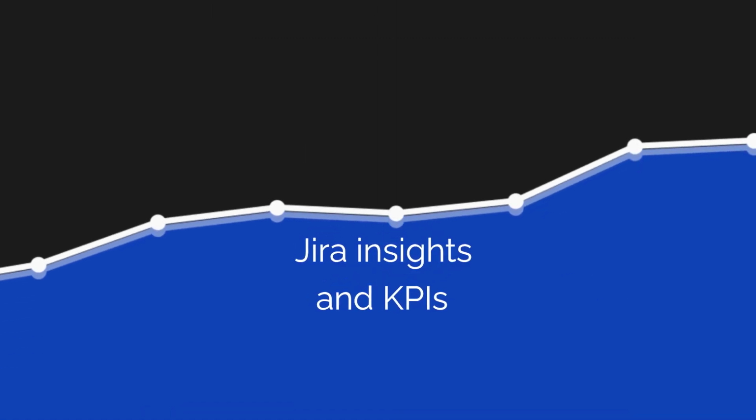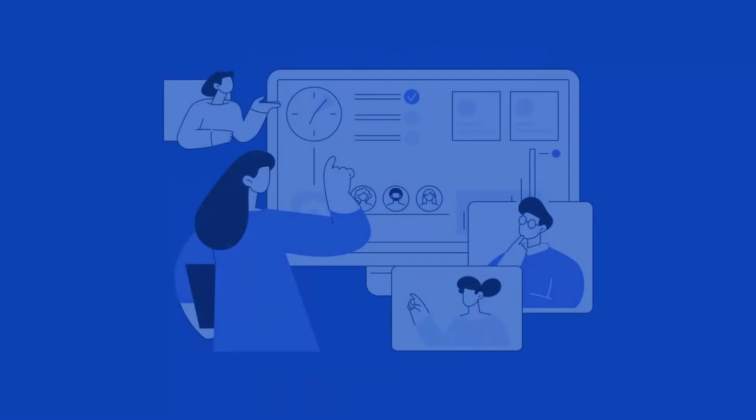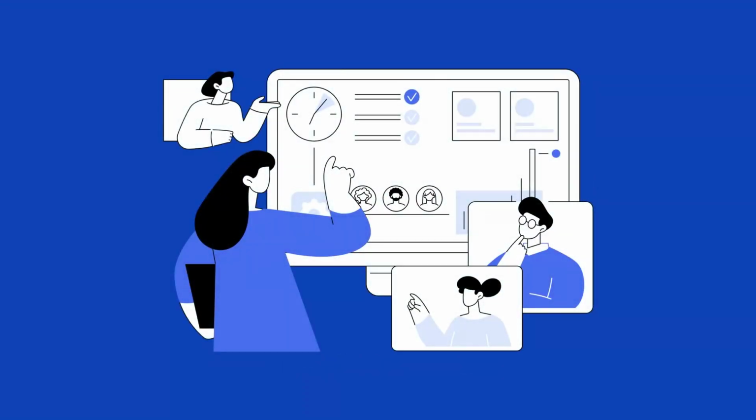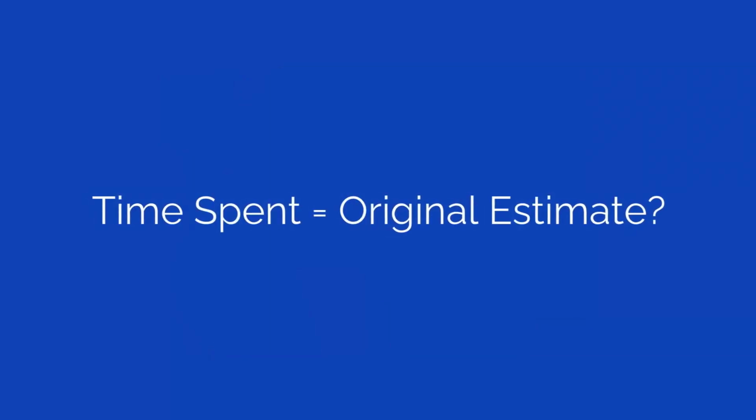Welcome Jira users. In this tutorial, we'll walk you through using the Performance Objectives app for Jira to create a Time Estimate Accuracy KPI report using the % change target type. If you're looking to analyze your estimation accuracy and identify gaps between your original estimates and actual time spent, the Performance Objectives gadget is perfect for this. Here's how to do it.